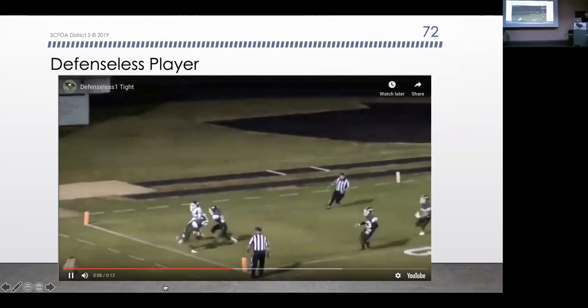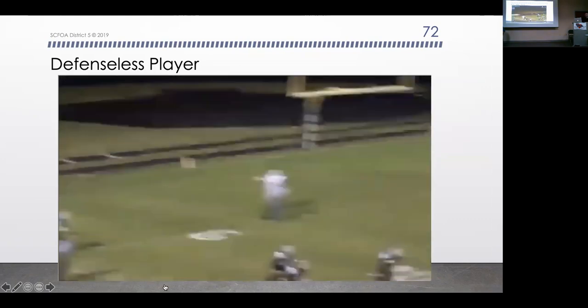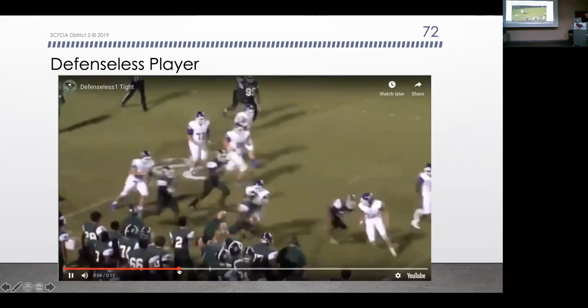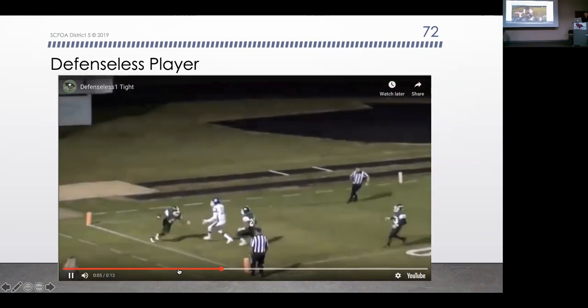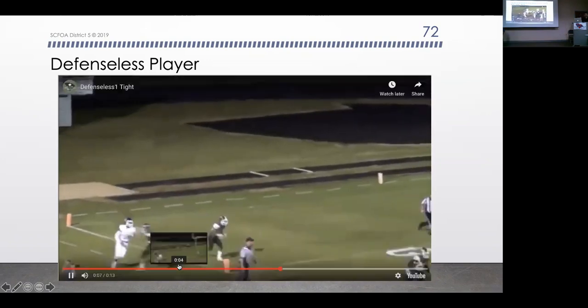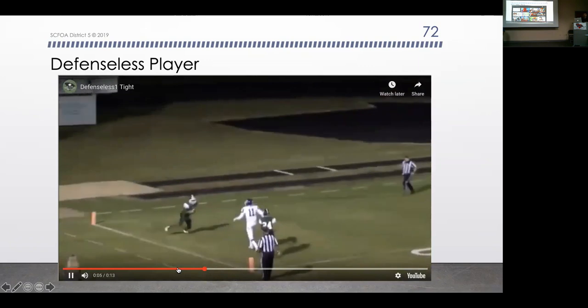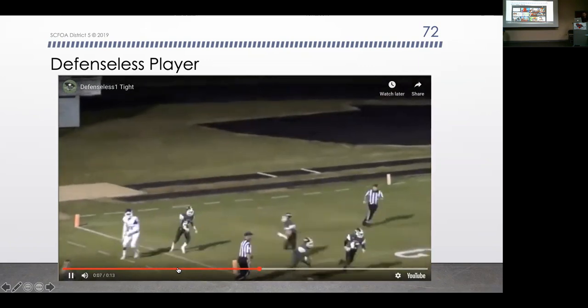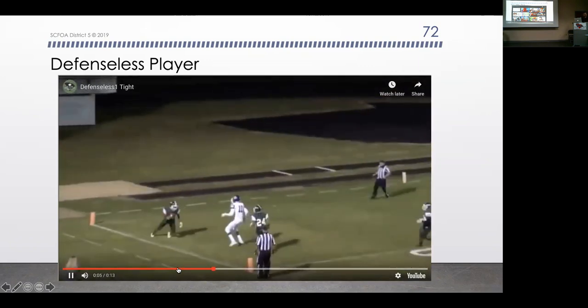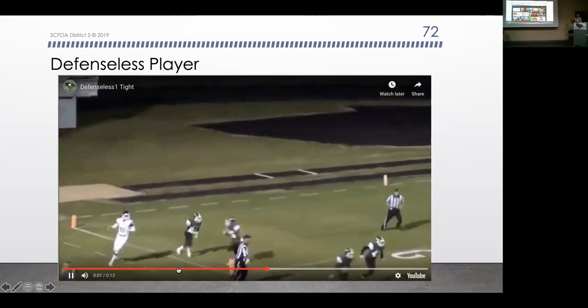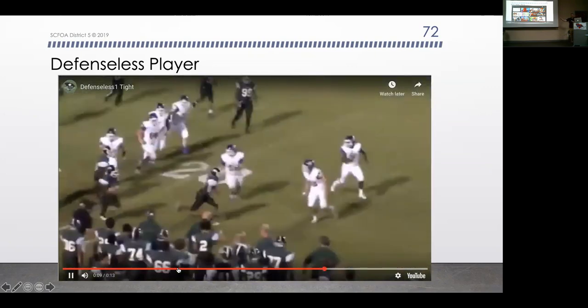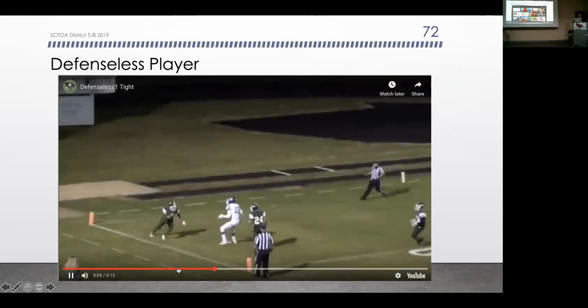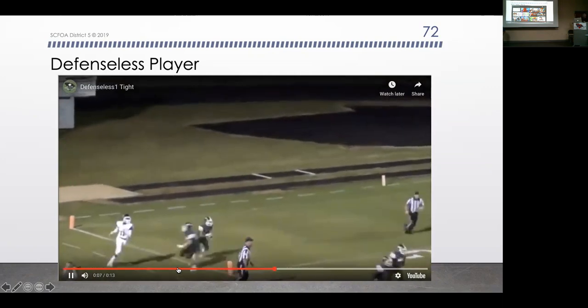City flags. Step out of bounds too. Should have been a touchback. So from a mechanic standpoint on this play, the back judge, he starts going upfield really fast, and he lets players get kind of even or behind him.